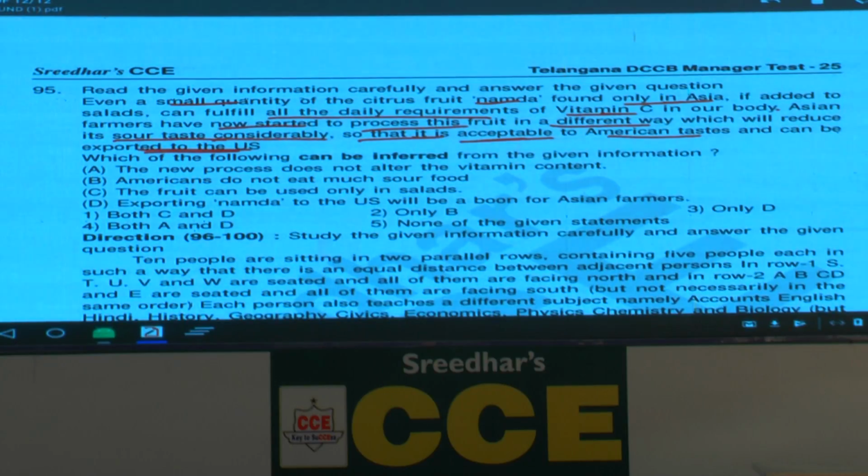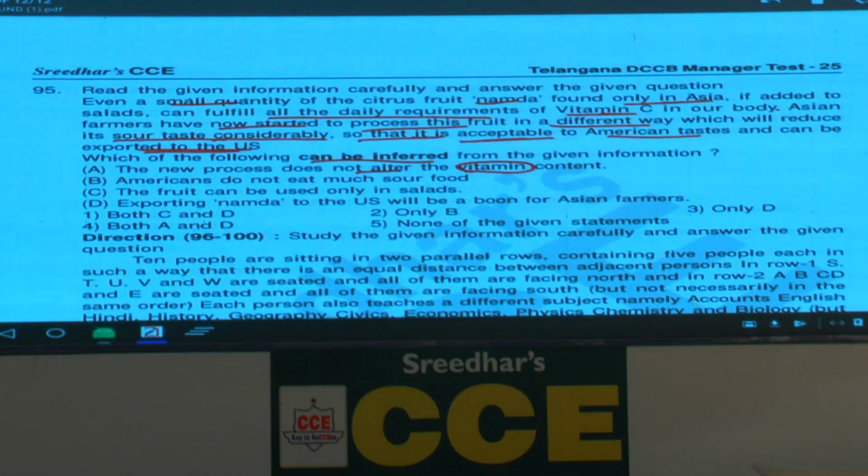Then what is the first one? Inferred. Inference means which can be drawn from the above statement itself. And the new process does not alter the vitamin content, whether it is altering the vitamin content or not, isn't it? Now it is decreasing the sour taste of this one. Hence nothing has been said about whether the vitamin content will be the same or it will be decreased or increased. Nothing has been cited about this one. Hence A cannot be drawn.